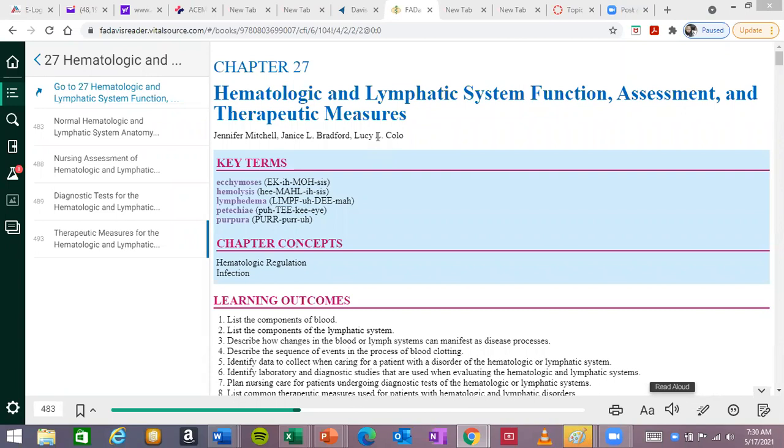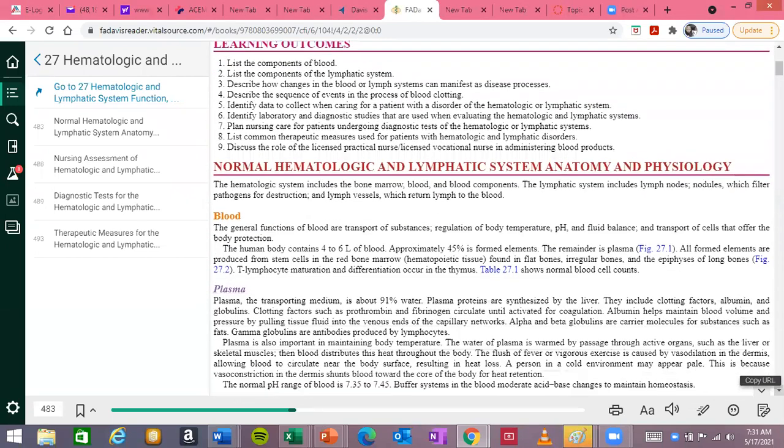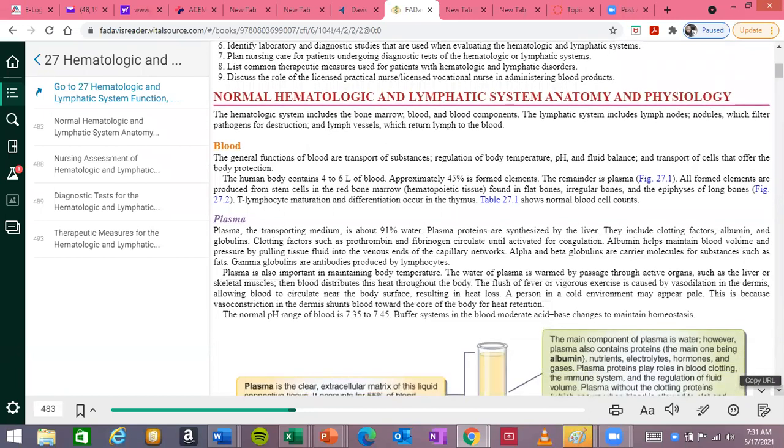So chapter 27 is talking about hematologic and lymphatic system function, assessment, and therapeutic measures. Normal hematologic and lymphatic system anatomy and physiology. Will somebody read the first paragraph?